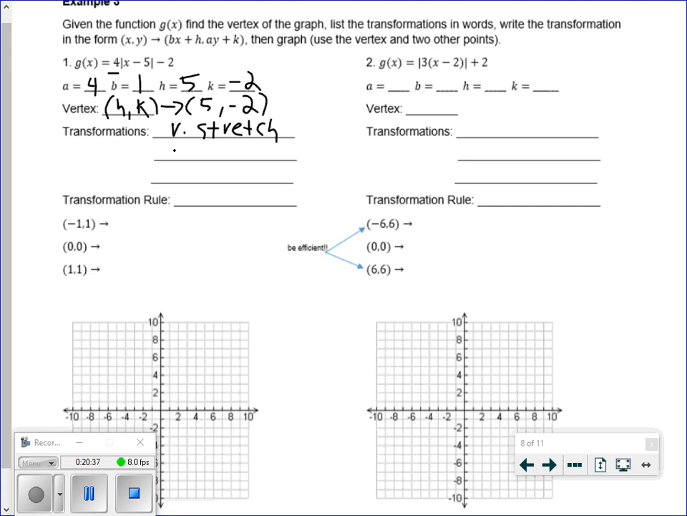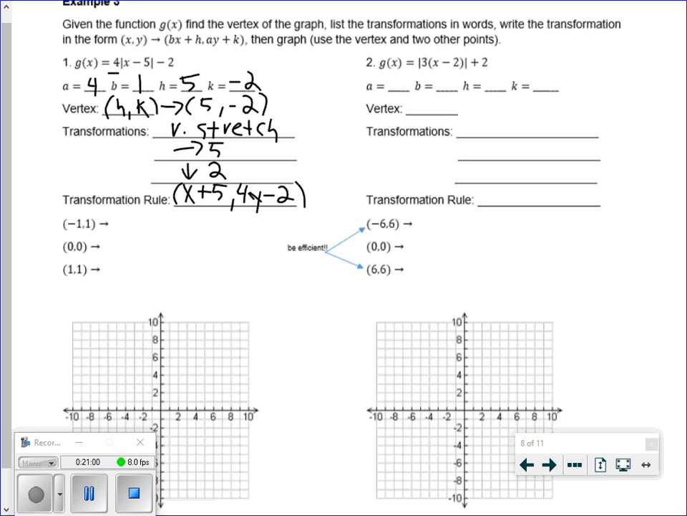Our H is 5, and that means we're going to the right by 5. And our K is negative 2, that means we're going down by 2. So our transformation rule, Bx plus H, we don't have a B, so just x plus our H value of 5, comma, Ay plus K, 4y minus 2. So that's our transformation rule.